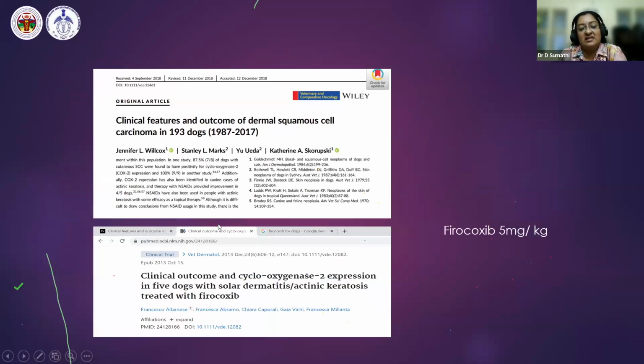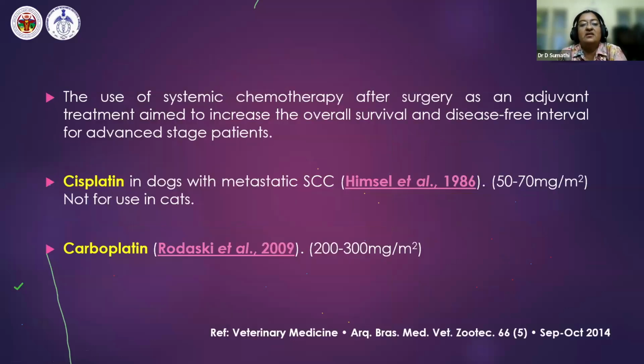So other than this, we can also go with NSAIDs in the treatment of squamous cell carcinomas. Firocoxib is used at 5 milligram per kg until the complete clinical remission. So chemotherapy can be used after surgery as an adjuvant, and the most often preferred drug is cisplatin and carboplatin.